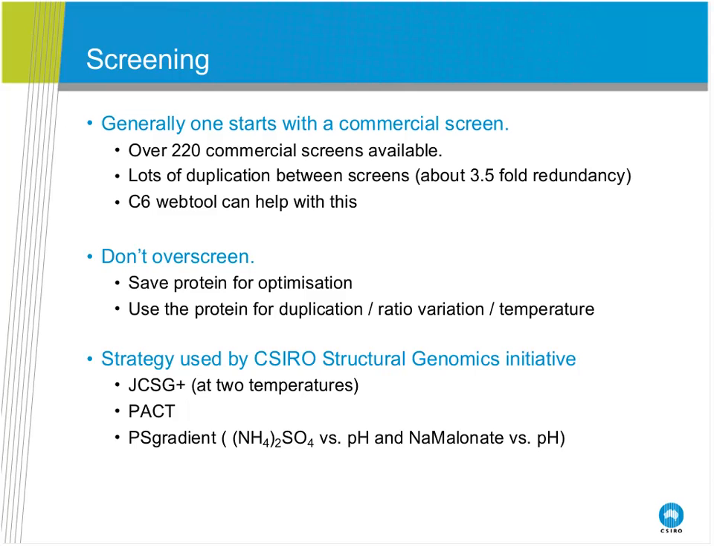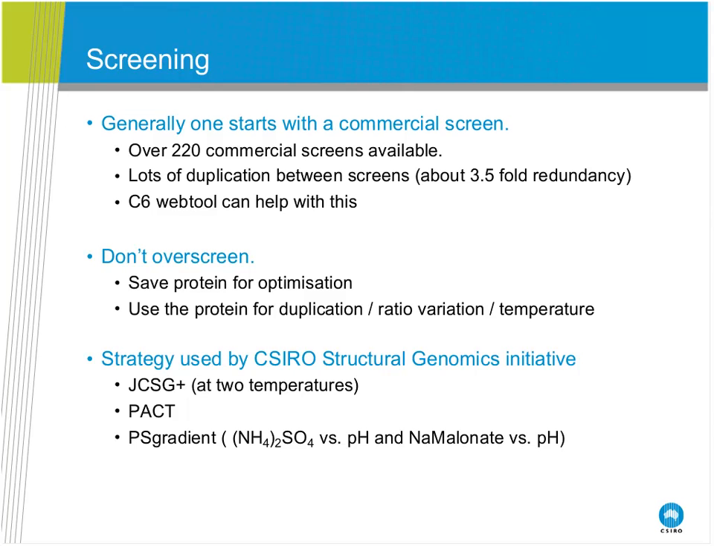We have a structural genomics initiative here at CSIRO, and the screening strategy that we have set up for these people, and they tend to get quite a lot of protein, so we're not protein limited. We set up the JCSG, which is a good sparse matrix screen. We set that up at 2 different temperatures, and that's testing diversity and duplication and temperature by setting up those 2 plates. We then set up PACT, and that gives you a tighter view into the pH side of crystallization space. But the beauty of the PACT screen is it's very systematic. So you can actually start pulling information about the pH behavior of your protein, particularly from that screen.